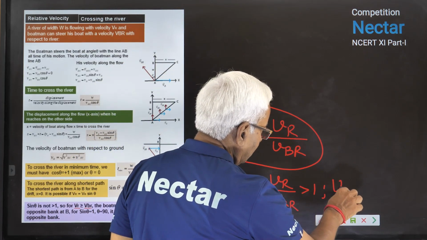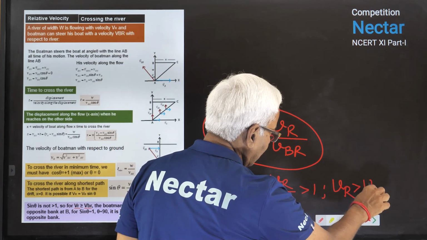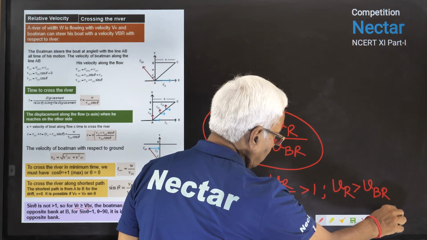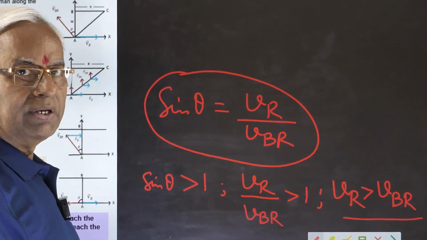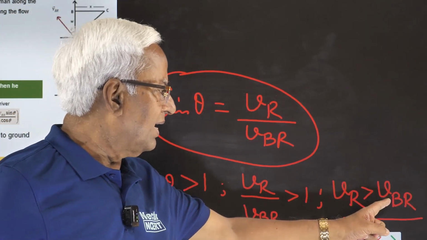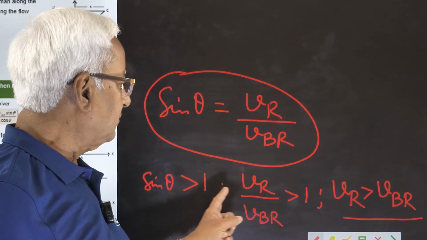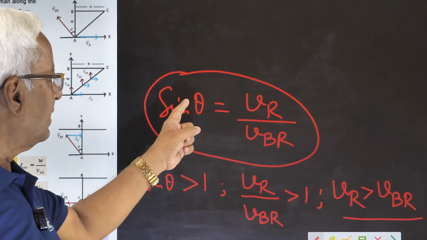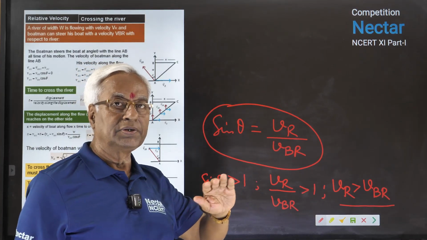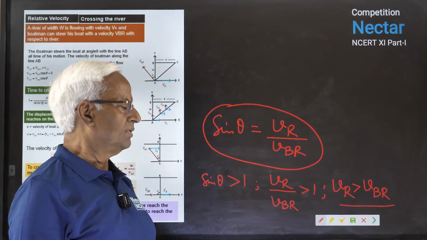What does it mean? It means if river velocity exceeds the velocity of boat, means boat is having the velocity less than the river flow, in that case this condition can never be imagined. Shortest path is impossible.